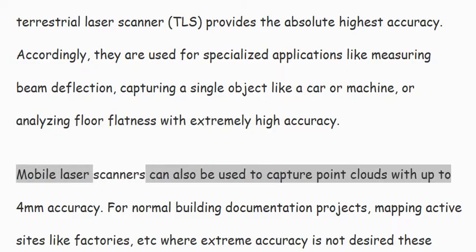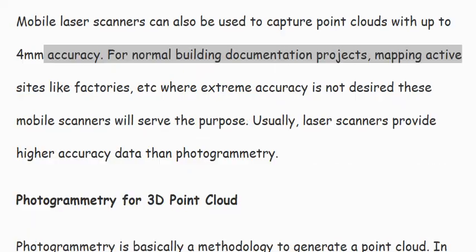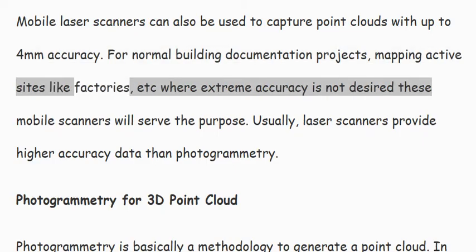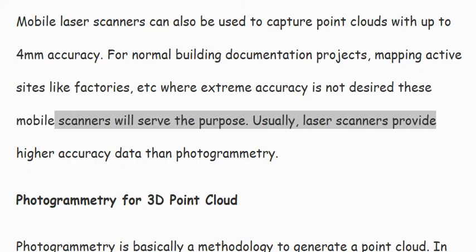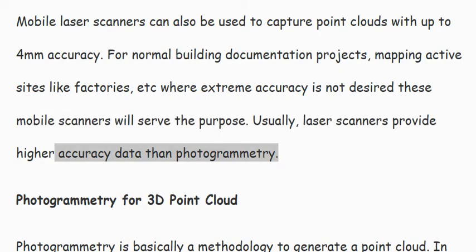Mobile laser scanners can also be used to capture point clouds with up to 4 mm accuracy. For normal building documentation projects, mapping active sites like factories, etc. where extreme accuracy is not desired, these mobile scanners will serve the purpose. Usually, laser scanners provide higher accuracy data than photogrammetry.